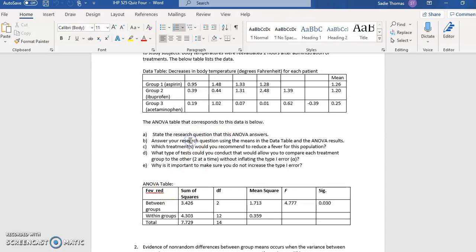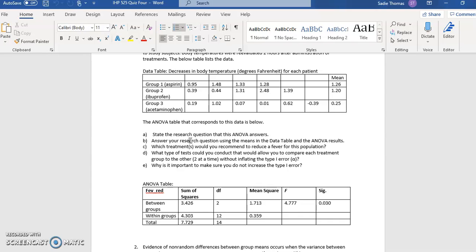So the first two questions of this 5-part one, A, B, C, D, and E. The first one says, state the research question that this ANOVA answers. Not the data table above, just what the ANOVA table answers. Make sure you're answering the question that's being asked. Part A has nothing to do with the data table above.